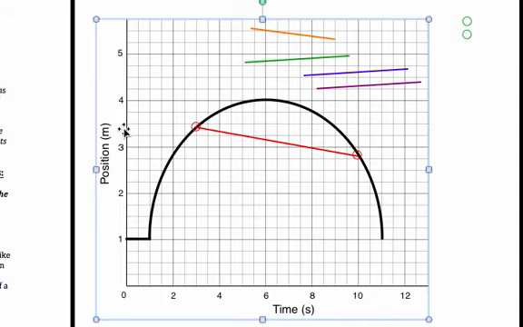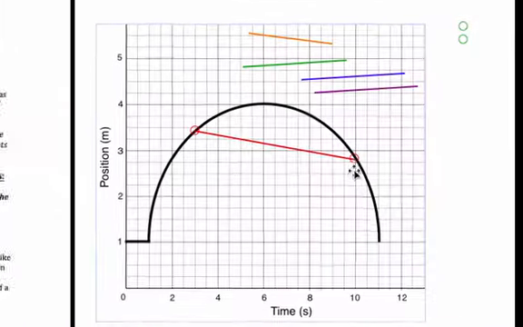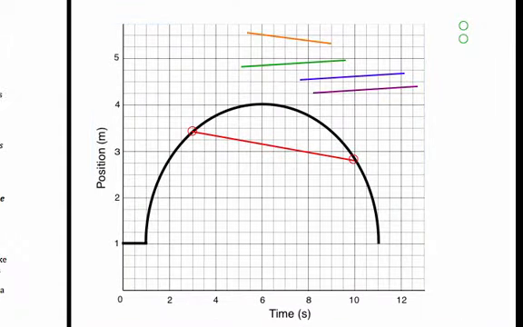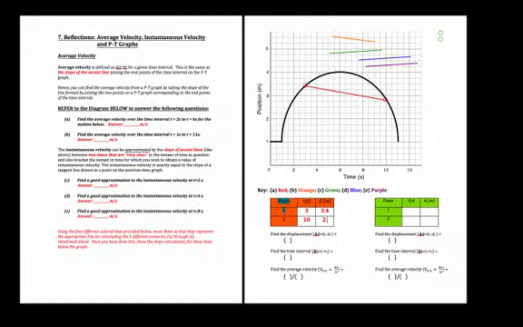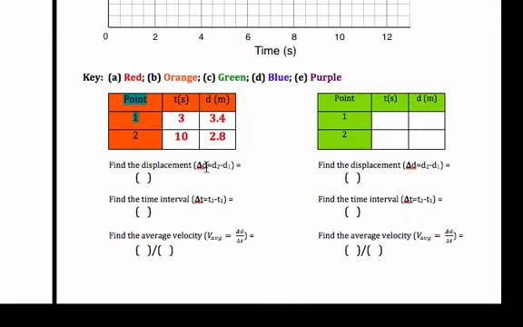If I look at this one here, which is at 3 seconds on this axis, in position it looks like 3.4 meters. So I'm going to put 3.4 meters here. And the position here is 2.75, about 2.8 meters. I now come down here, knowing that displacement is d2 minus d1. It's going to be 2.8, which is d2, minus 3.4 meters.